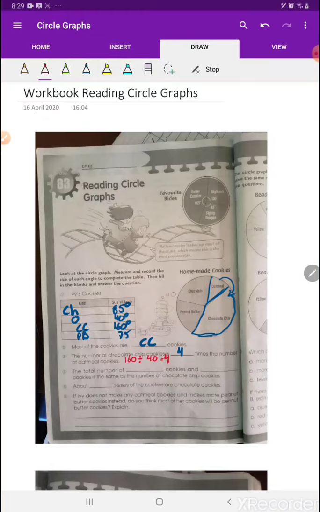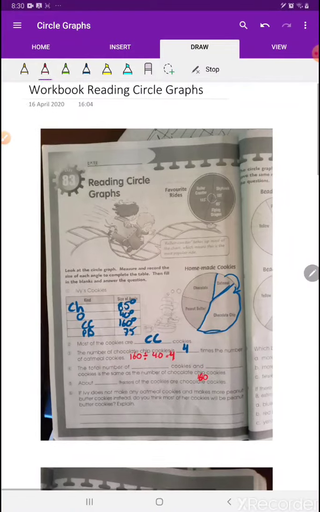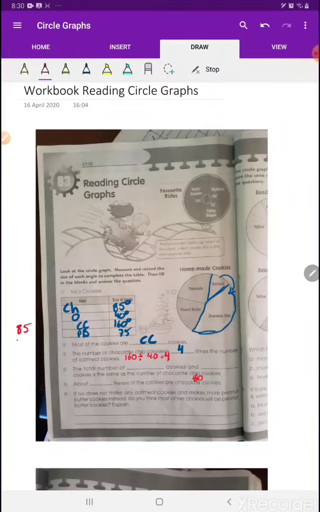Okay? The total number of blank cookies and blank cookies is about the same number as the chocolate chip cookies. So again, chocolate chip is 160. Which two numbers can I add together to get 160? I can see that, well, chocolate and peanut butter. Chocolate is 85, peanut butter is 75. If I add those two together, I get 160, which is exactly the same. So we want chocolate and peanut butter. Those add up to the same number as chocolate chip.